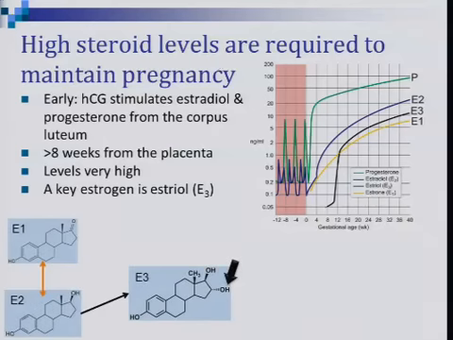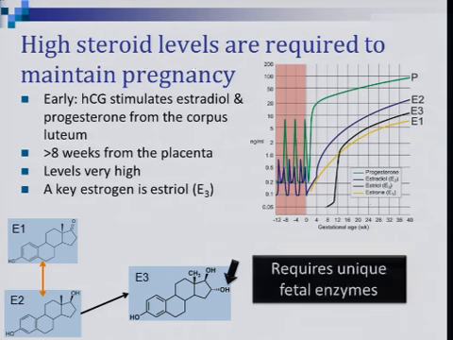So there's a new estrogen involved here. It's estriol, or E3. It's distinguished by the 16 alpha hydroxyl group here. It's not clear exactly what E3 is doing, but it's known it's required. And its synthesis requires fetal enzymes. And this is the key to what's going to be called the placental fetal maternal unit.